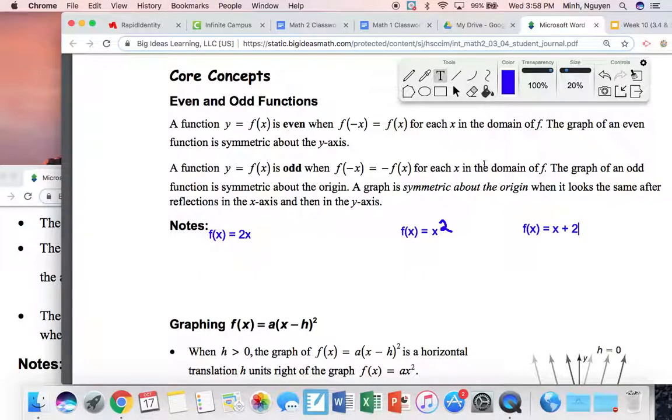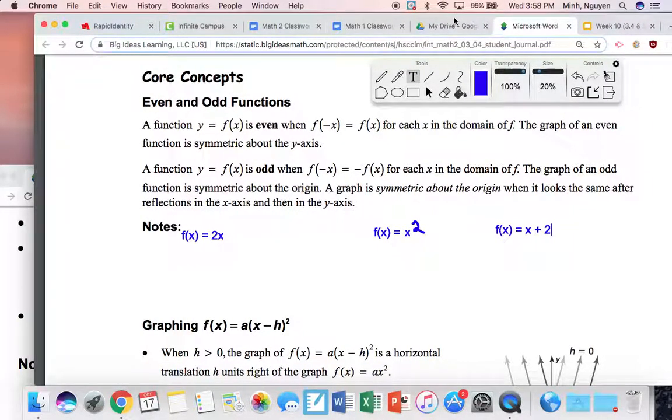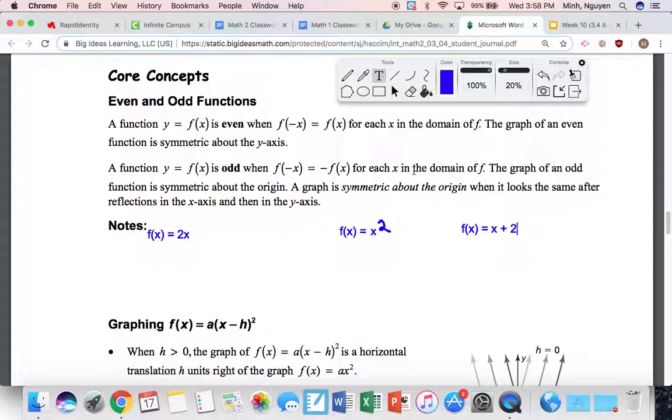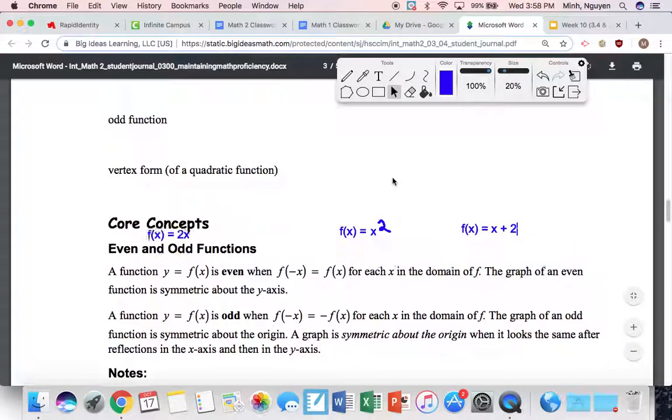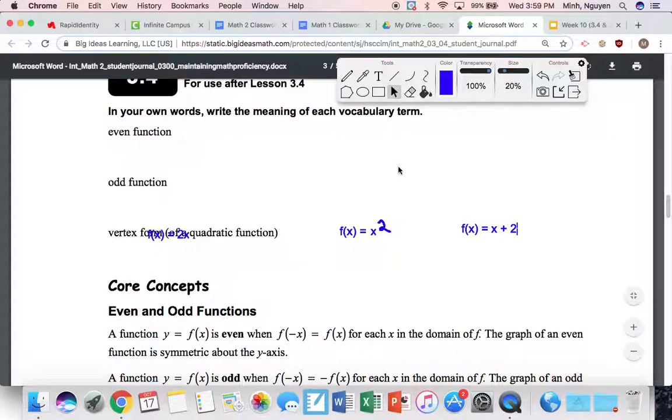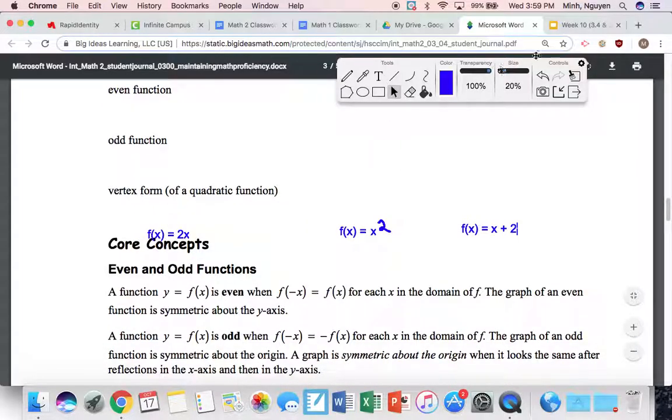Alright guys, we're on page 91 of your student journal. I wanted to break this section up into two parts because it's kind of a lot to digest. So we're on page 91, even and odd functions. So even function, odd function, let's get some definitions going.